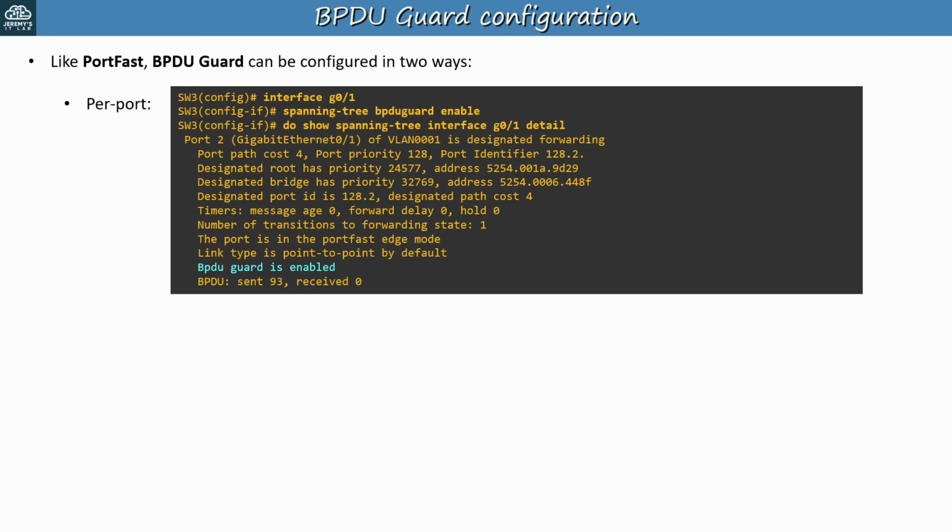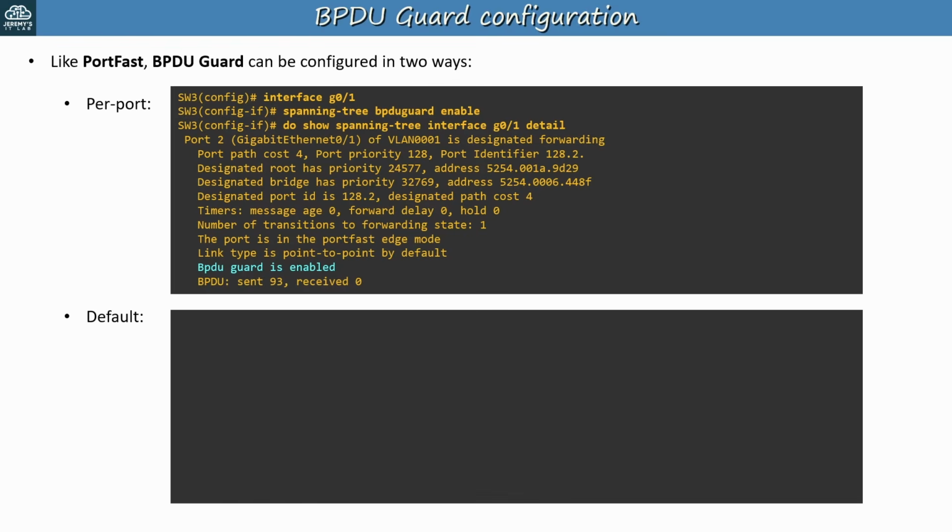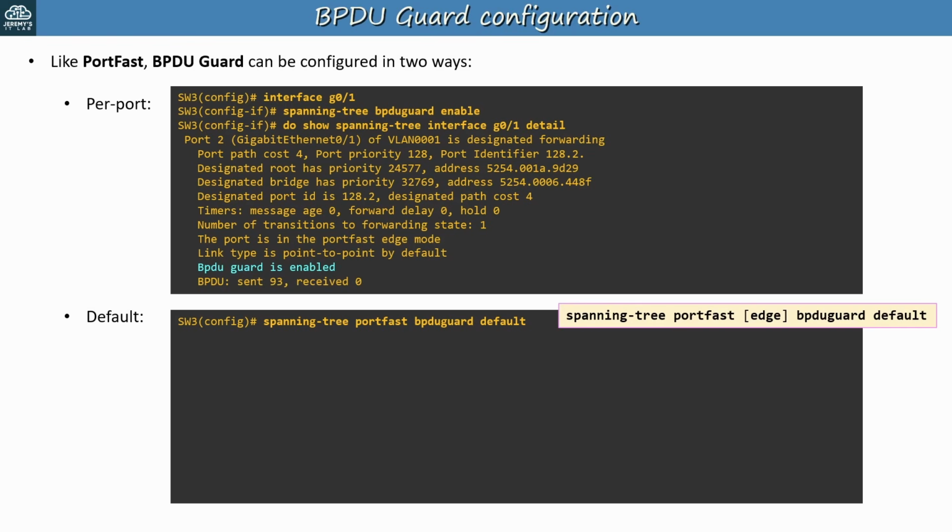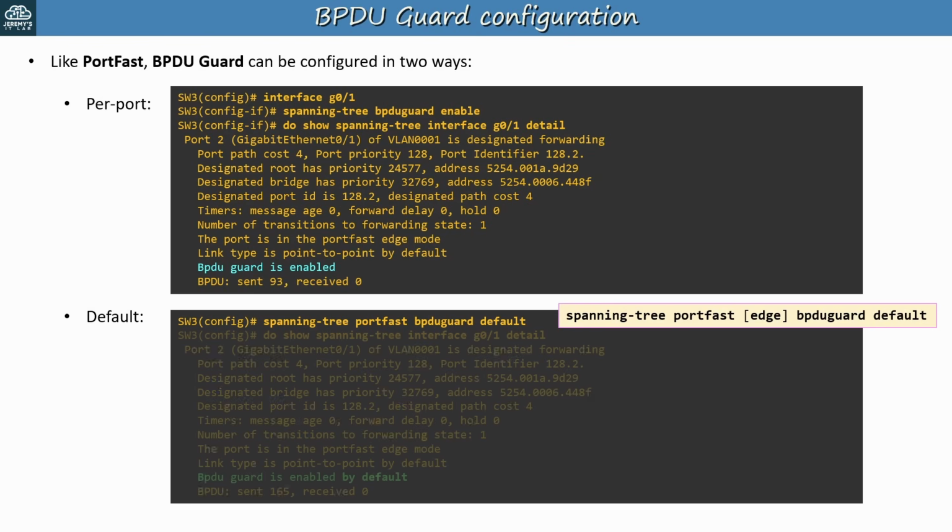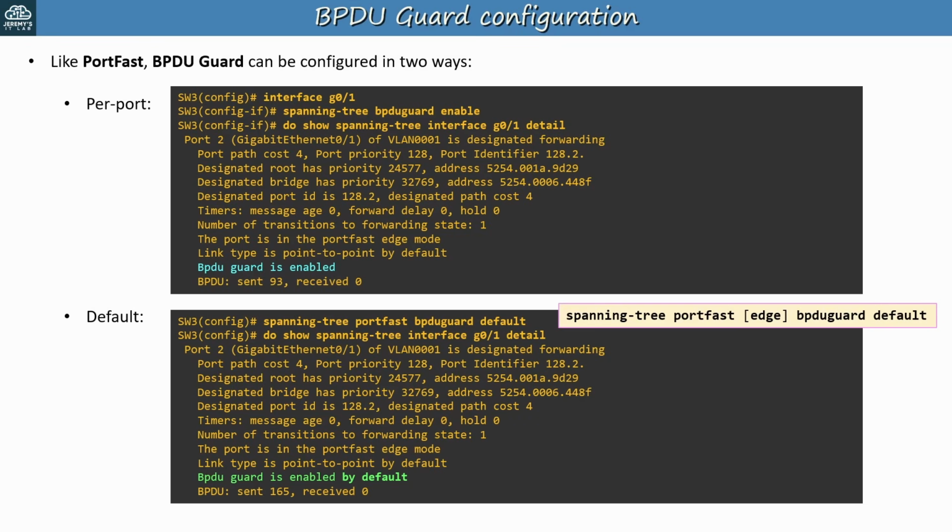Okay, so you can configure BPDU Guard on each individual port, or you can enable it by default from global config mode. The command to do that is spanning-tree portfast bpduguard default. And note that in modern Cisco IOS, you can optionally add the edge keyword when configuring it. Either way, the device will automatically add the keyword to the configuration, like we covered in the PortFast video. Here's that same show command, showing that BPDU Guard is enabled by default.